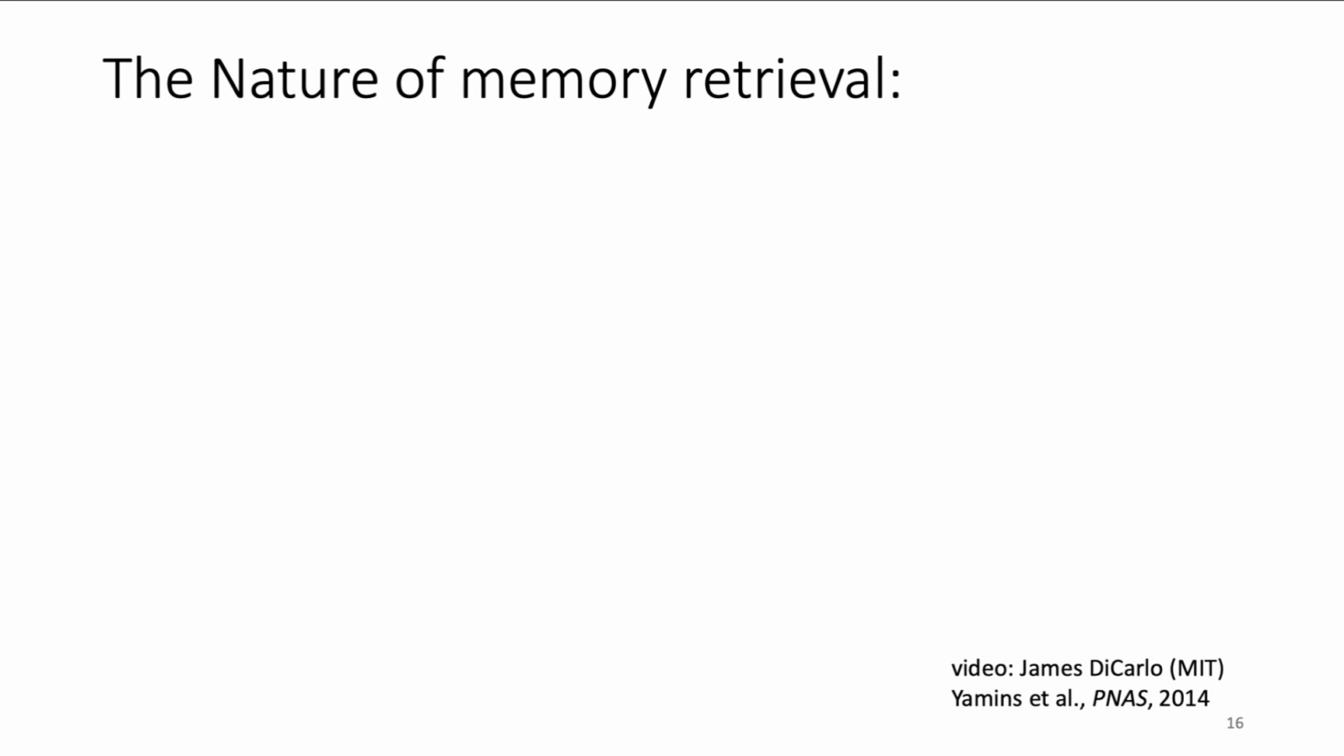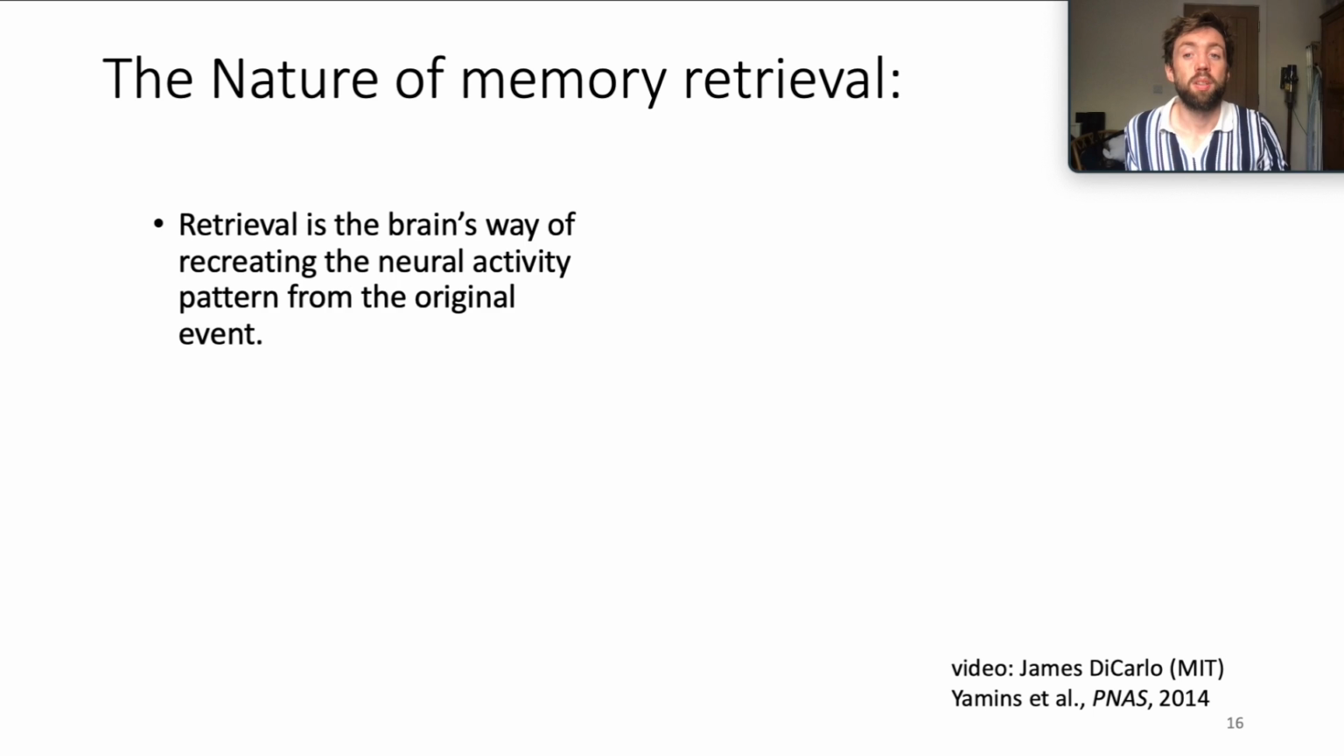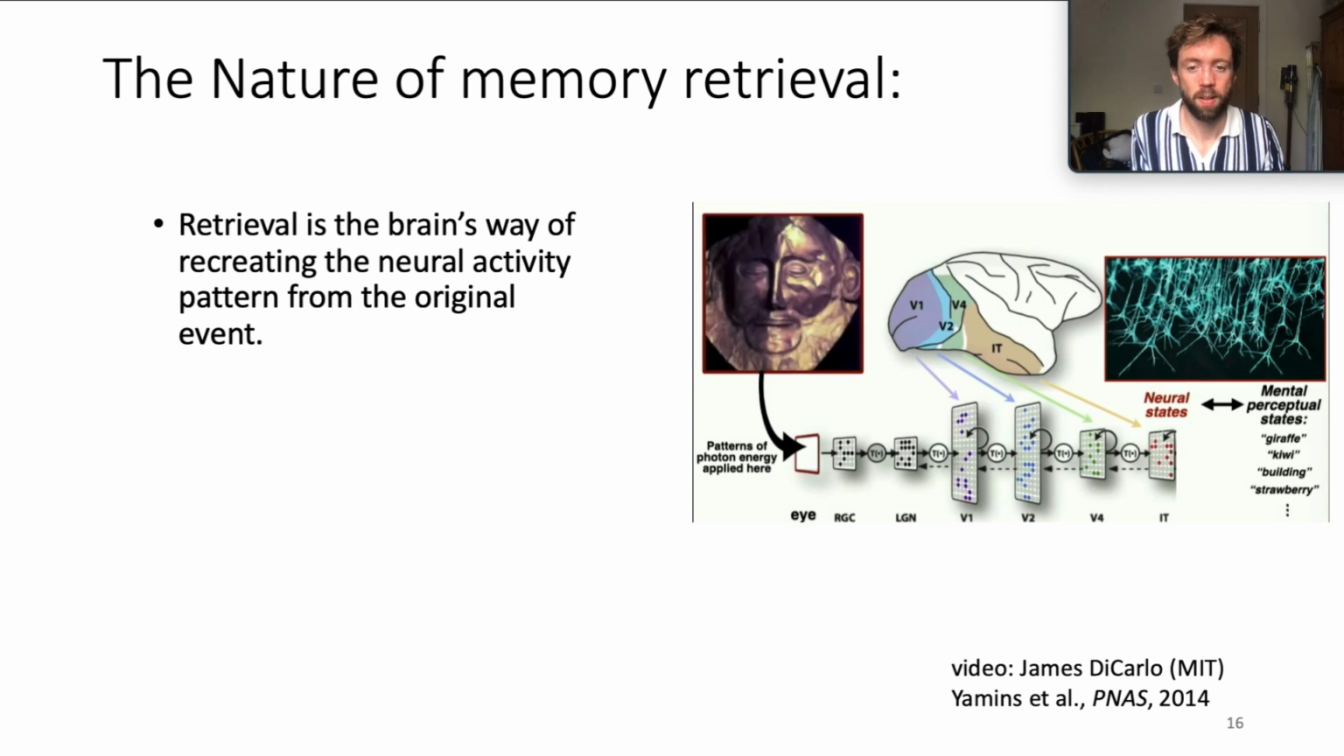And now we're going to talk a little bit about what's happening in your brain as you're trying to recall all of the details of this recent event. So what's happening is that your brain, when you're trying to retrieve that information, is trying to recreate the pattern of neural activity that you experienced during the original event.